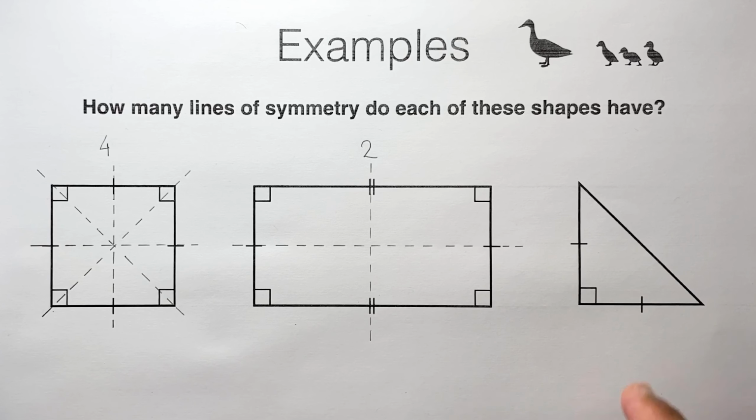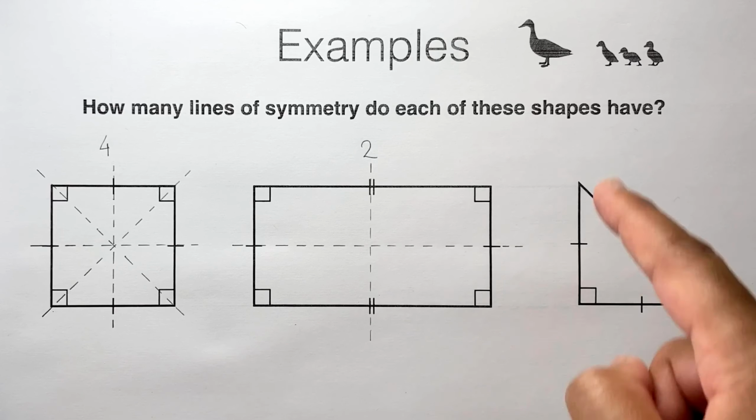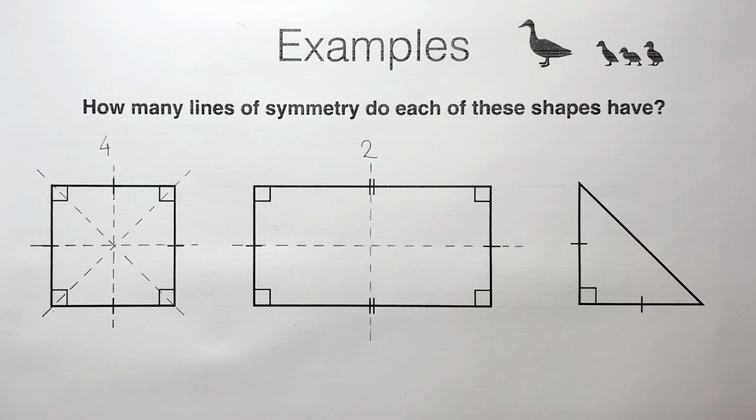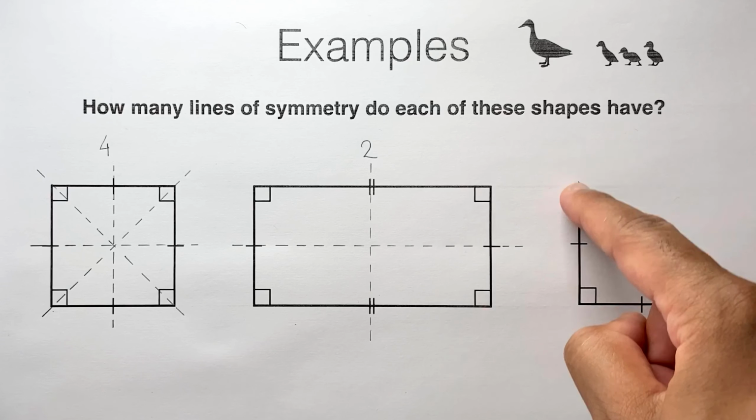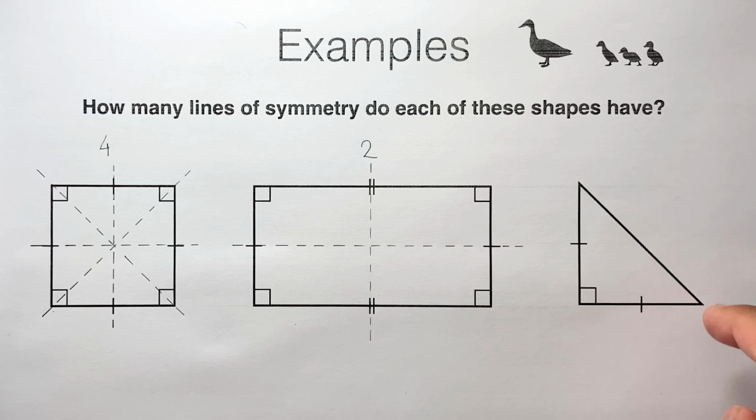Finally, we've got another shape here. This is an isosceles triangle. It has 2 equal sides, here and here. Now, it also happens to be a right-angled triangle, but that's not important in this case. An isosceles triangle has 1 line of symmetry. I can draw it on like this.